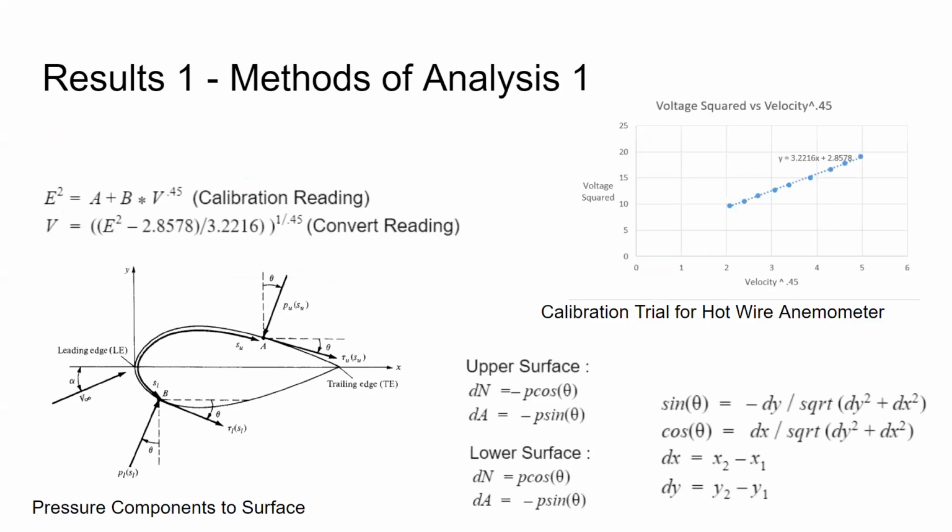So our methods of analysis: you see here we calculated, this is the hot wire anemometer, and this is the best fit line. Voltage curve with velocity to the 0.45. This is the adjusted King's law. We calculate here. We now know, given a certain voltage, here E, we know the velocity of the airflow.